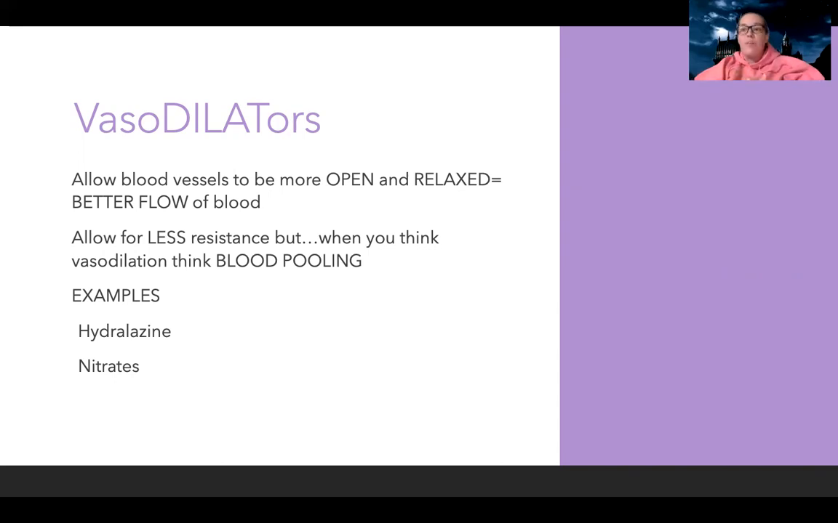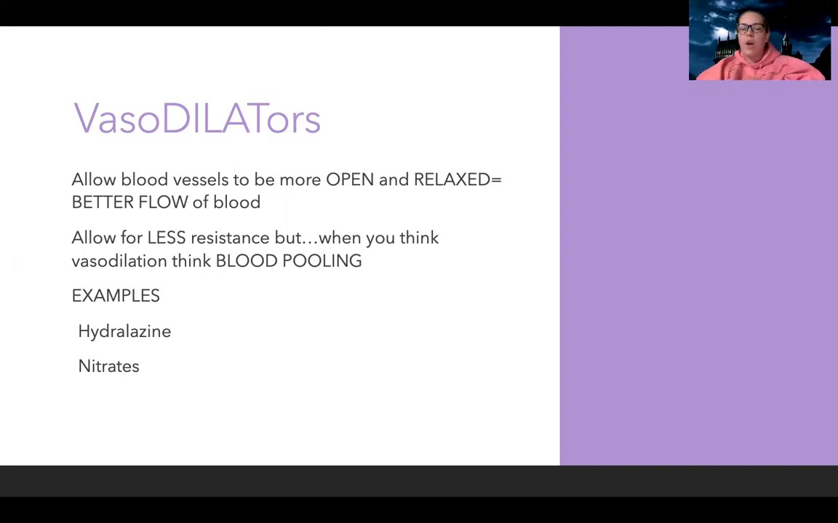Having open and relaxed blood vessels sounds great, but we need a little bit of squeeze so that we can get that blood back where it's supposed to be. We need a little bit of squeeze to get blood to our brain, and to get blood back up to our heart from our feet. So we need some resistance, and vasodilators take that away. It's not that blood has no squeeze and can't move at all, but it definitely makes it harder. So as a whole, think of blood pooling.